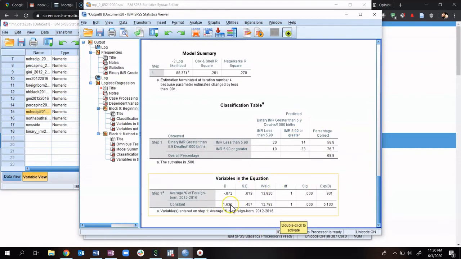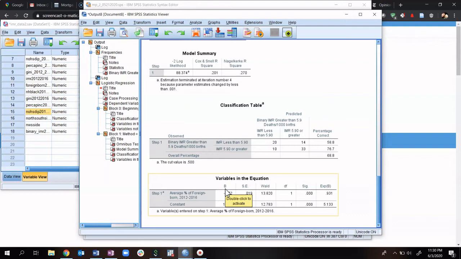Lastly is our variables in the equation. We've got our beta coefficient, standard error, Wald statistic, degrees of freedom, significance, and exponentiated B's. Just to recap, we don't need to worry about the standard error, the Wald statistic, or the degrees of freedom for the interpretation part. I'm going to ask you to pull the standard error out and put it in a table, but that's about it. The problem with logistic regression is it gives you a coefficient.